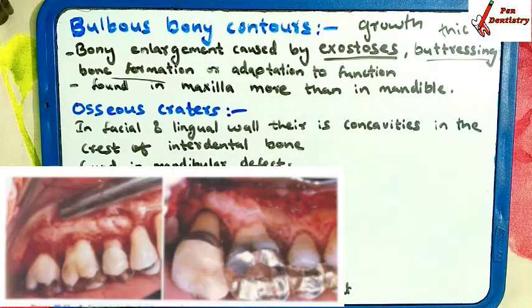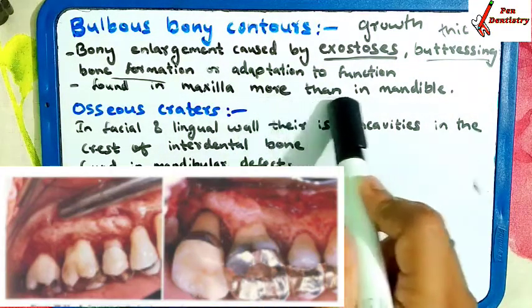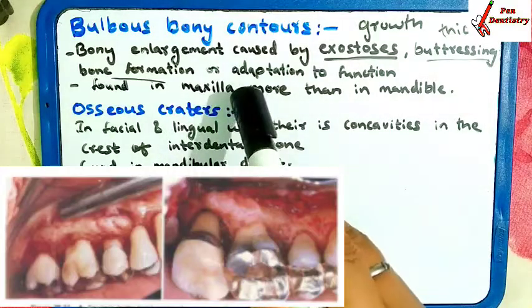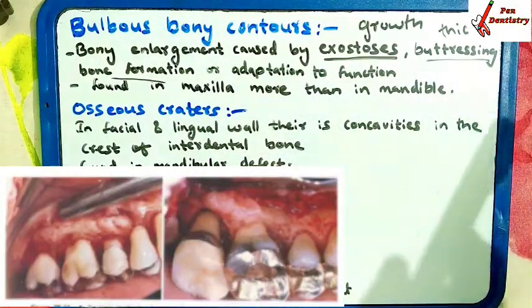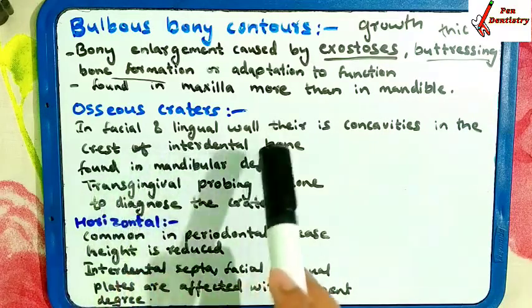These changes cause the bulbous bony contour, found more in the maxilla than in the mandible. It is found more in the maxilla than in the mandible region. The second one is osseous crater.